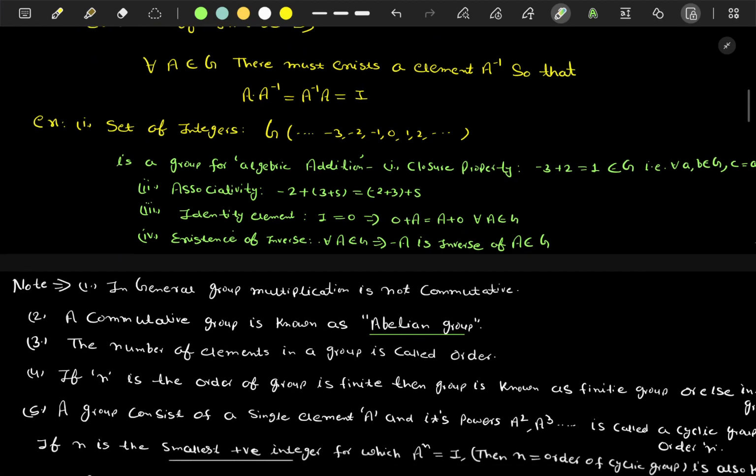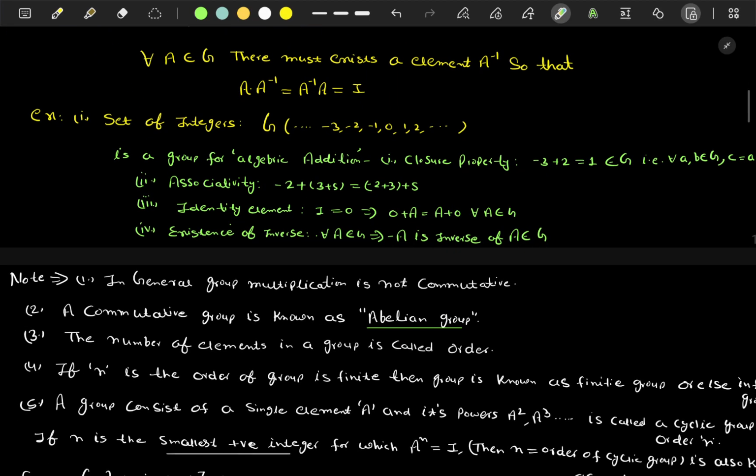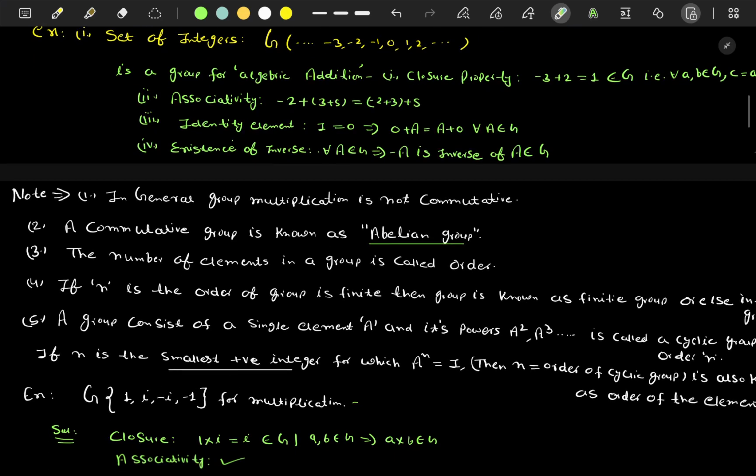Same with associativity, you can see. Now identity element, we know for algebraic addition the identity element is 0. How is it following the identity element condition? Because 0 plus A and A plus 0 will give you the same result equal to A for an element of G. Does an inverse exist? Yes, we know for algebraic addition the inverse element is minus A, and for multiplication it is 1 by A.